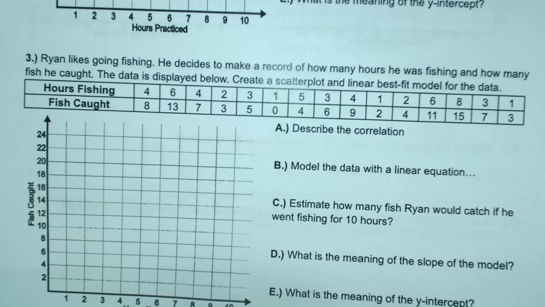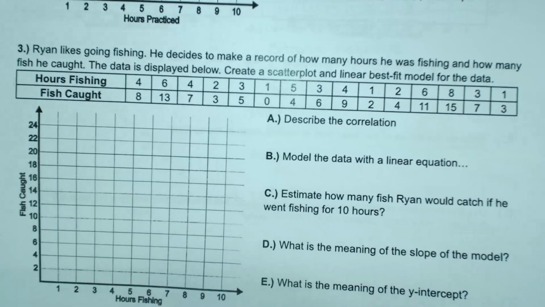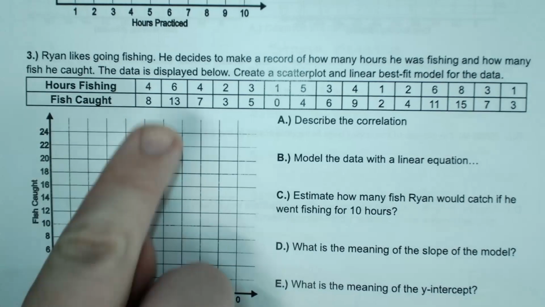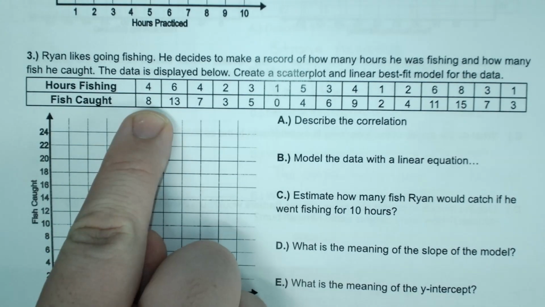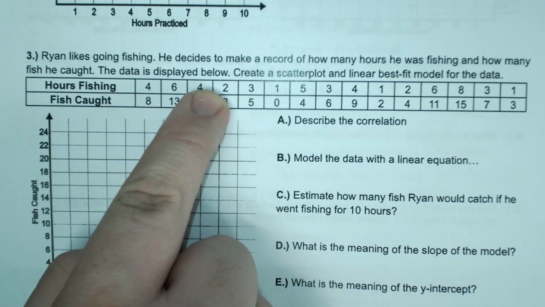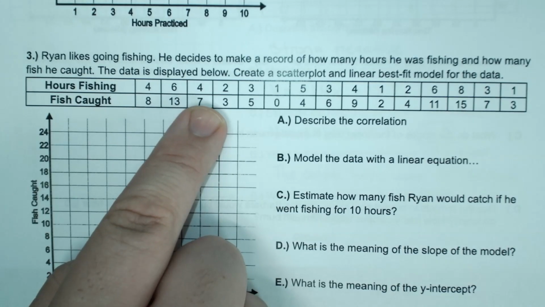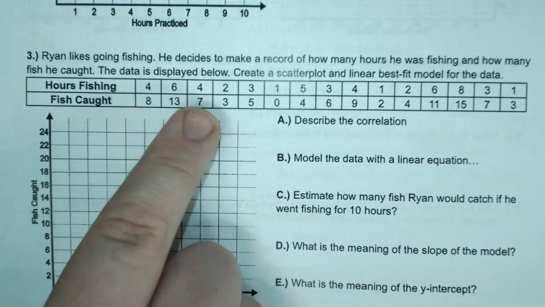This is a person named Ryan who went fishing, and at different times he measured how many fish he had caught. So one day he went fishing for 4 hours and caught 8 fish. Another day he went fishing for 4 hours and caught 7 fish. That is natural variation. It's going to happen. You don't always catch 8 fish every time you go fishing for 4 hours.